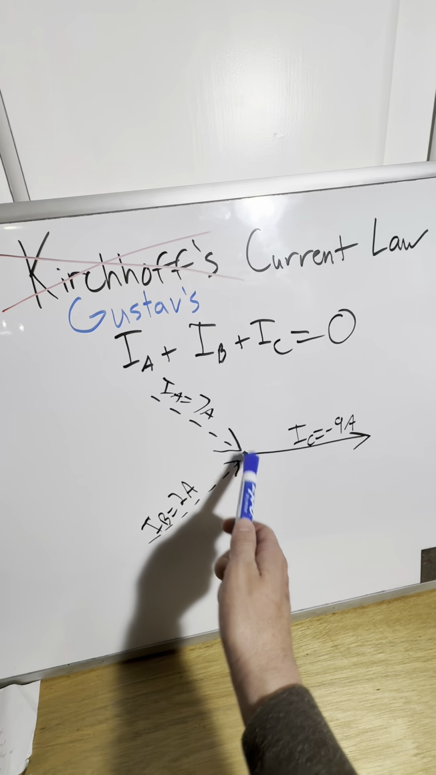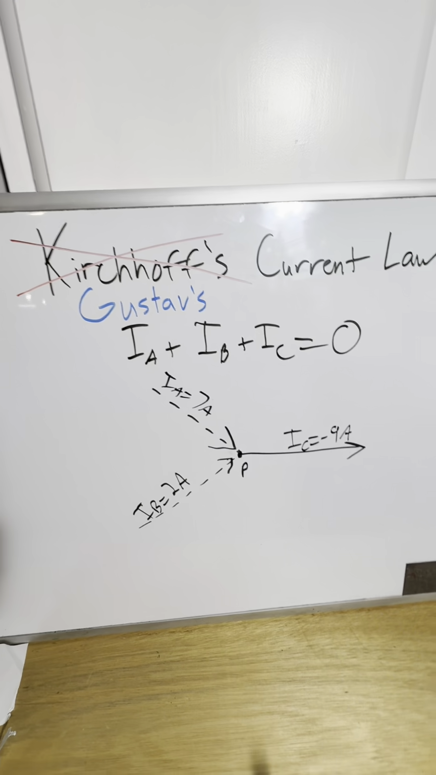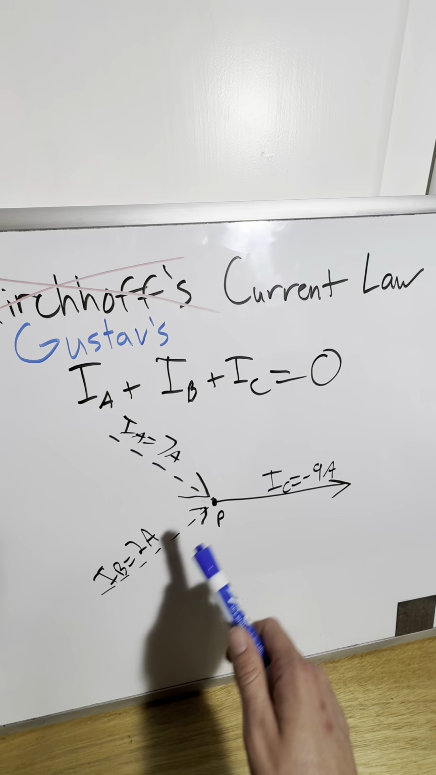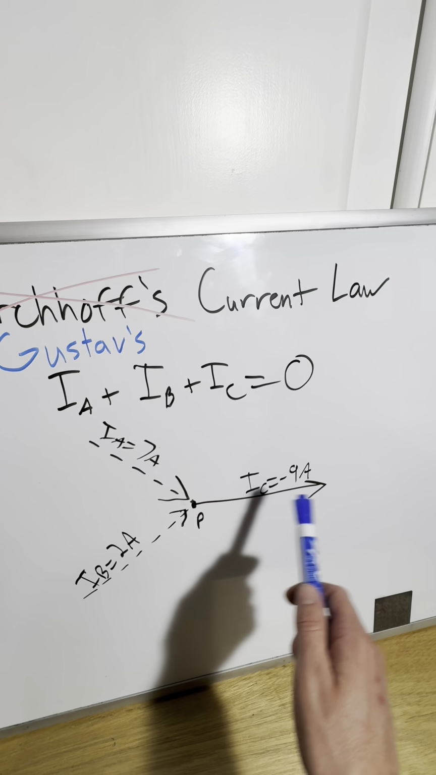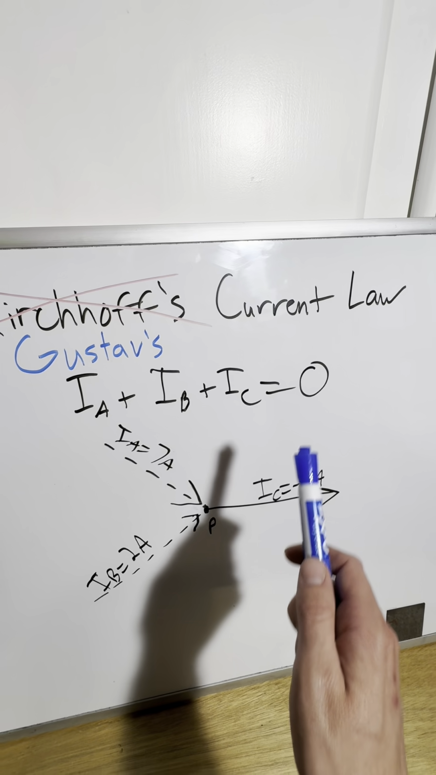If the current is entering the point, then it is a positive, and if it is leaving the point, then it is a negative. So in this case, if we have 7 amps entering on this path, 2 amps entering on this path, and 9 amps leaving on this path, then 7 plus 2 plus negative 9 equals 0.